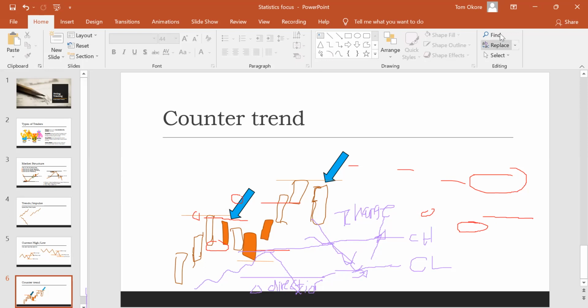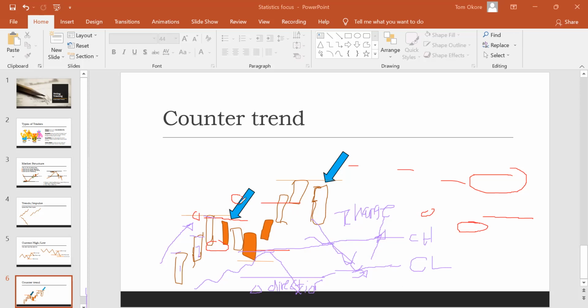Now, a counter trend is simply this: look at the candles I've drawn here. If this is candle 1, 2, 3, and the market was going up, up, up, and this candle reached here, but this one went higher than that, and this one went even higher than that, if the next candle does not go higher than that, like in this case, we call this a counter trend candle.